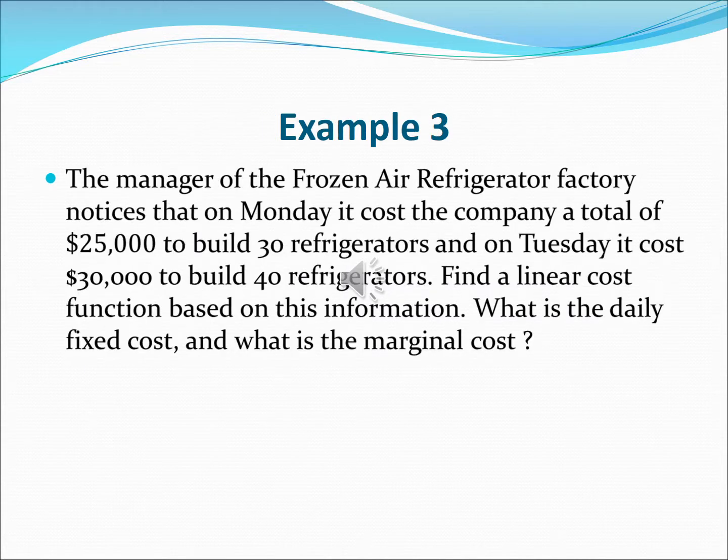Example 3. The manager of the Frozen Air refrigerator factory notices that on Monday it cost the company a total of $25,000 to build 30 refrigerators, and on Tuesday it cost $30,000 to build 40 refrigerators. Find a linear cost function based on this information. What is the daily fixed cost and what is the marginal cost?